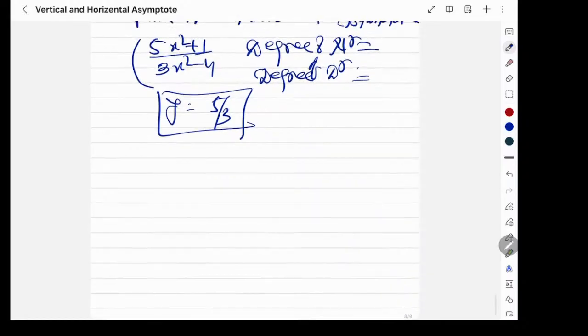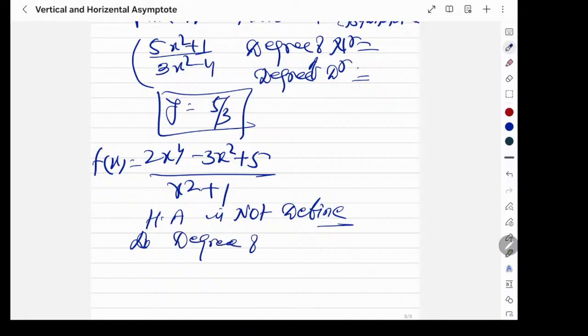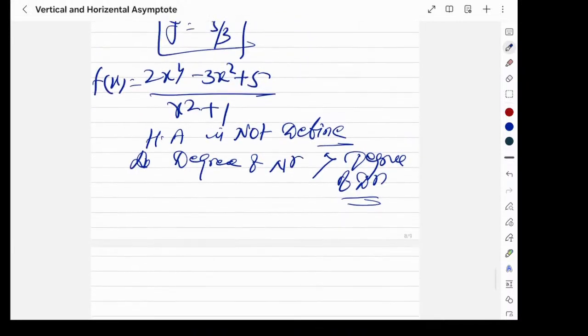And the last one is (2x to the power 4 minus 3x square plus 5) over (x square plus 1). The horizontal asymptote is not defined. Why? Because the degree of the numerator is greater than the degree of the denominator. So the horizontal asymptote is not defined.